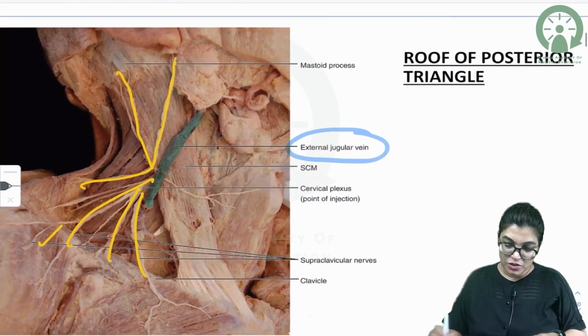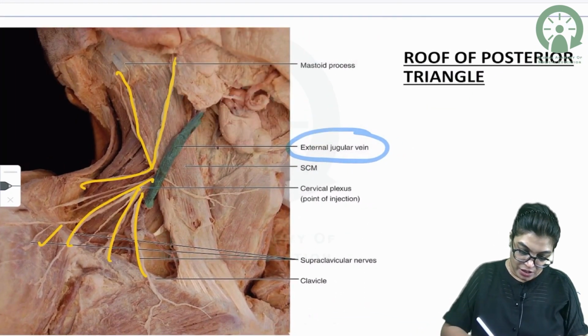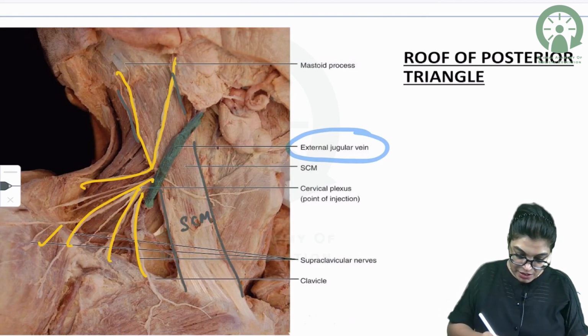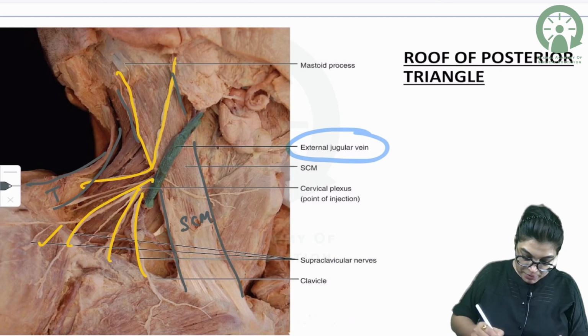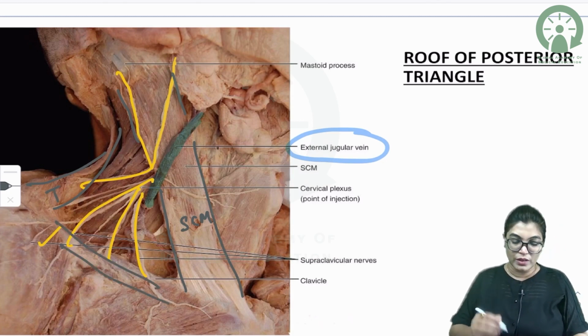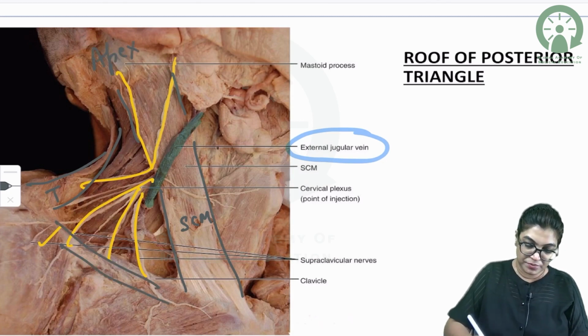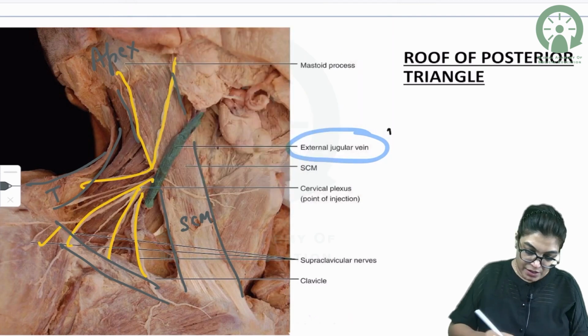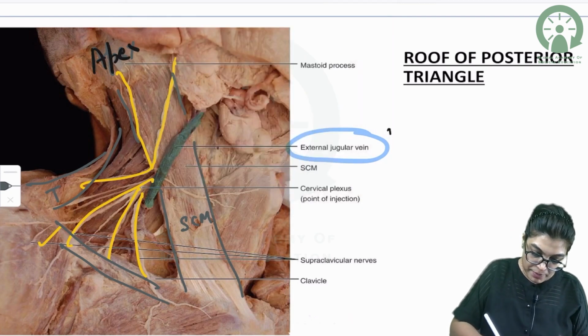And the boundaries shown here: you can clearly see the sternocleidomastoid muscle has been shown. This is the sternocleidomastoid muscle, the part of the trapezius muscle, and the clavicle is shown lower down, and this is the apex part. So, this part which you are seeing is the apex part.